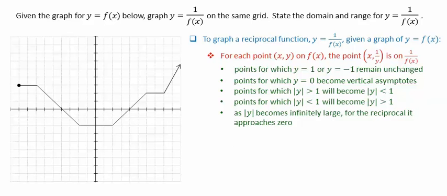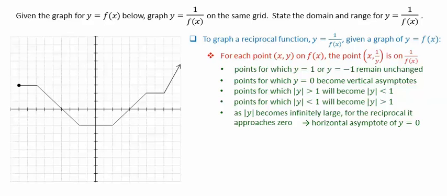As the absolute value of y becomes infinitely large, for the reciprocal, it approaches 0. This corresponds then to a horizontal asymptote of y equals 0. Note that the line y equals 0 is simply the x-axis.